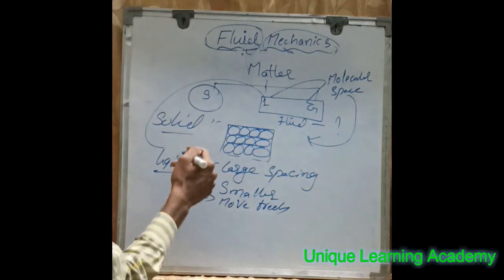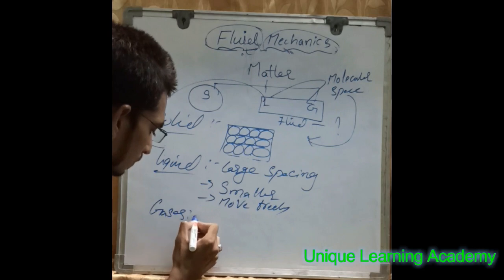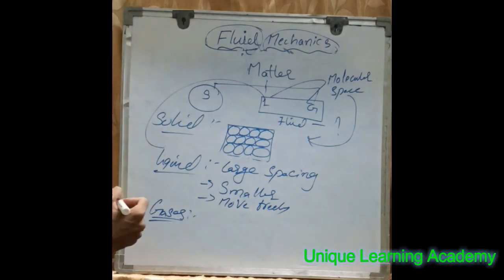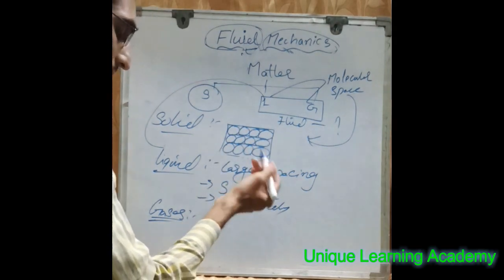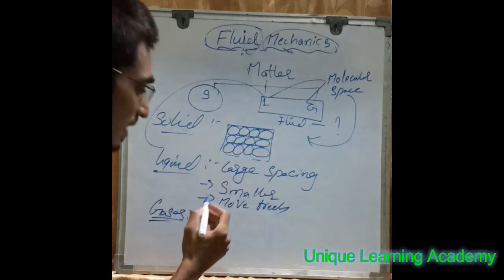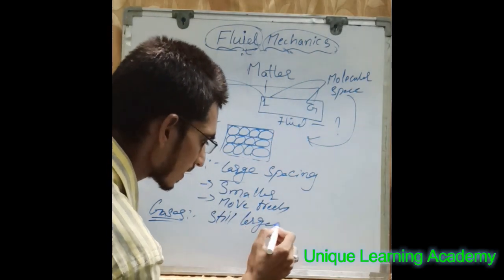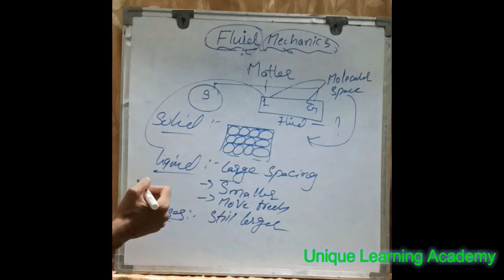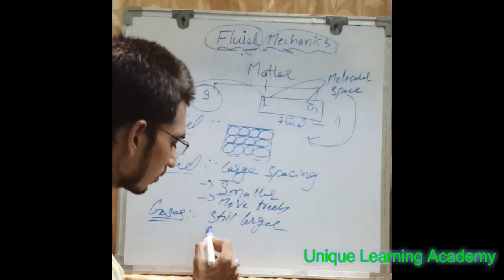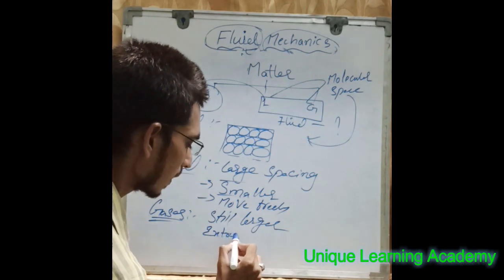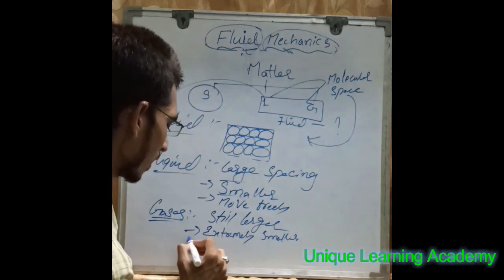So this is about the liquid, and the next one is gases. In the gases, what happens when compared to the solid and liquid? Here we are having still larger, and here they are extremely small. Here it is only smaller, but here we are having extremely smaller. This was the second thing.